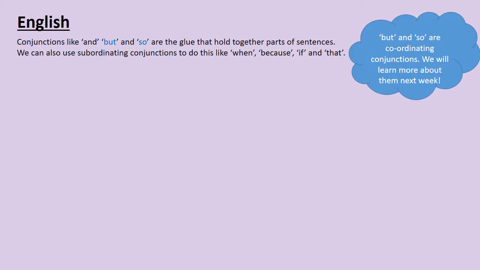In English we are looking at subordinating conjunctions. In Year 1 we learnt a lot about conjunctions and, but and so, and it is one of our must-haves that we need to be including these in sentences a lot. But this week we've been learning how to use a subordinating conjunction, and that includes when, because, if and that.